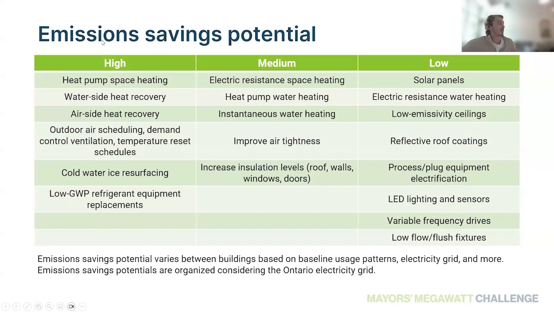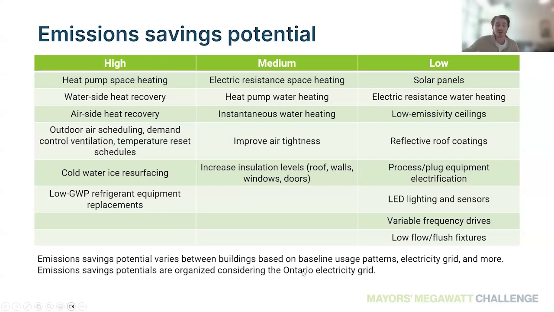Looking now at the same table, but on the emissions side. It's the same measures grouped, just reorganized based on their emission savings potential. And again, as Cajun would say, it depends. This time, not only do we have to worry about the baseline usage patterns, but the electricity grid also comes into play.